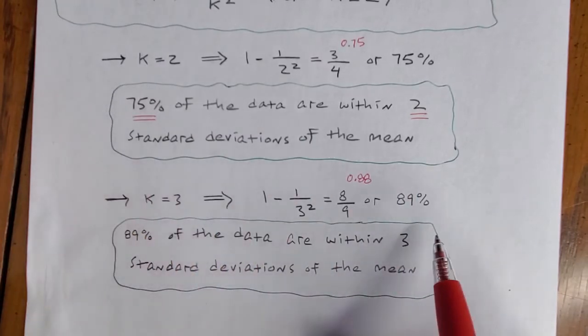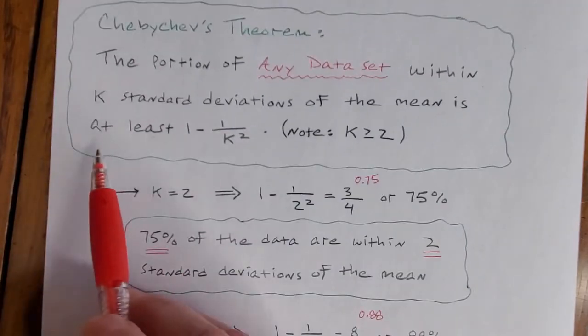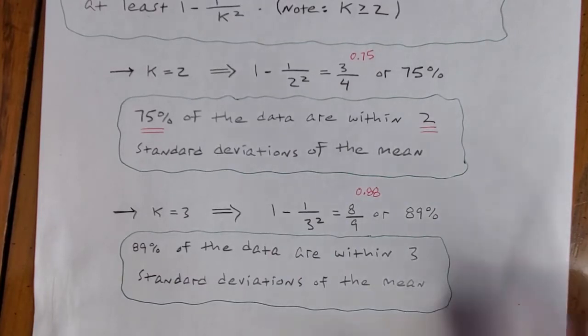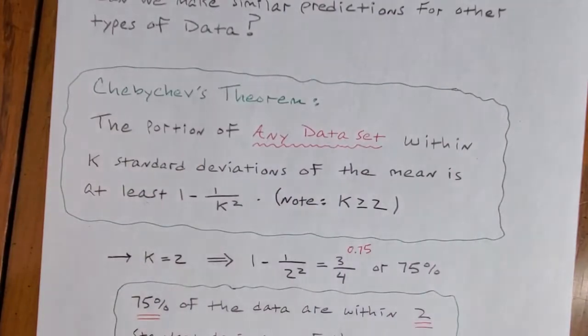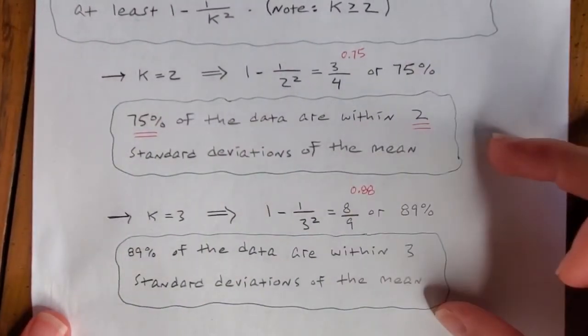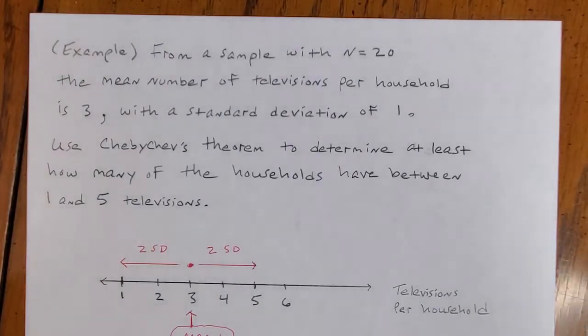Okay, so here's how we translate that. At least 89% of the data are within 3 standard deviations of the mean, maybe more. Okay, so that's Chebychev's theorem. Now, let's see an example of that. I mean, we've got these statements, but let's see one where we'd have to take that as knowledge and apply it to some broader situation.